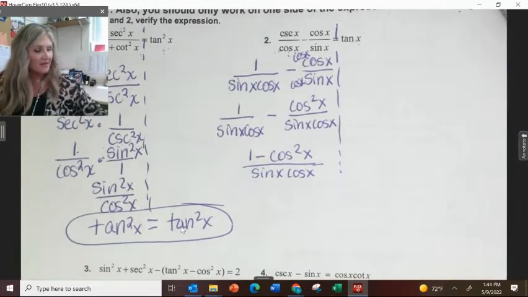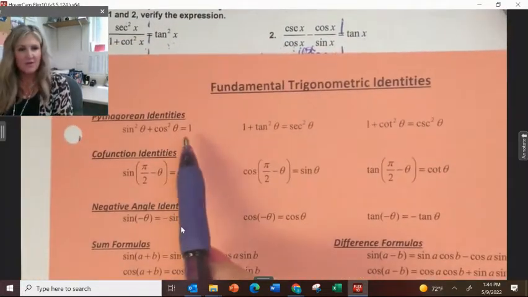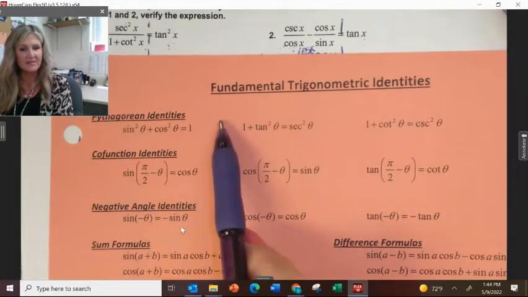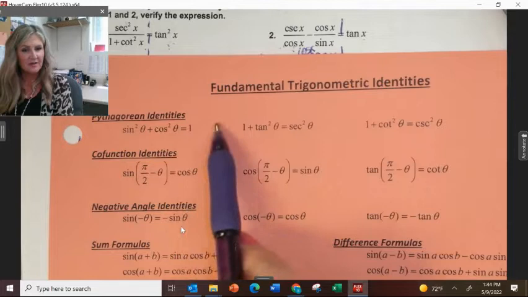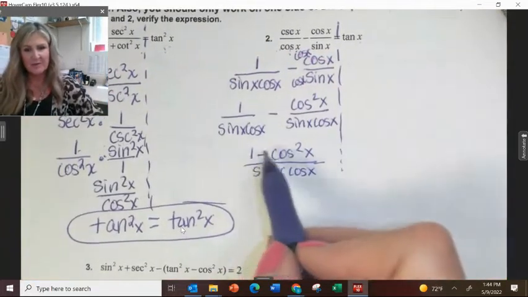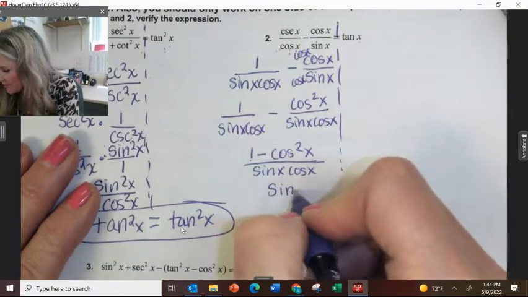Now, looking at our Pythagorean identities, what would 1 minus cosine squared be equal to? Sine squared. So I'm going to replace this 1 minus cosine squared with sine squared.